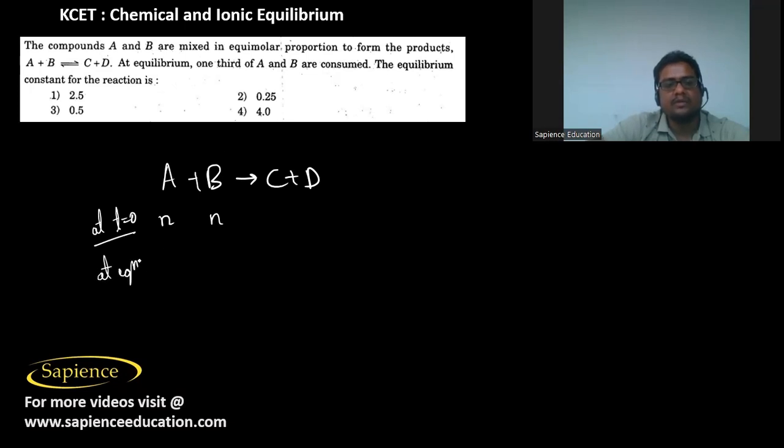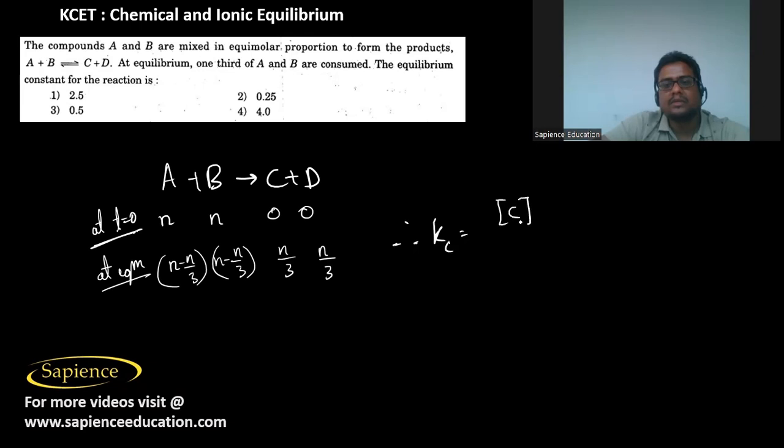So at equilibrium, what happens? At t equal to 0, no moles of C and D were formed. And at equilibrium, one third of A is consumed and one third of B is consumed. So n minus n by 3 is the equilibrium number of moles of A and B. And n by 3 moles of C and D will be formed. So now the equilibrium constant Kc will be equal to the concentration of C into concentration of D divided by concentration of A into concentration of B.